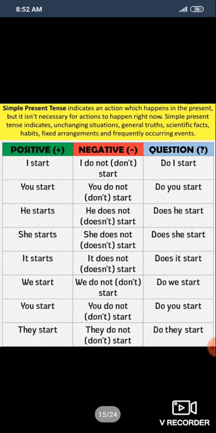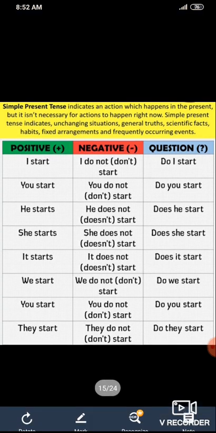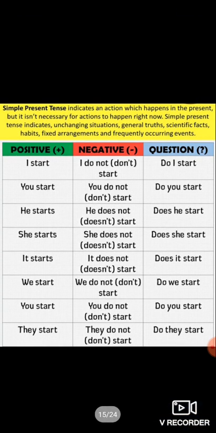Simple present tense also indicates an action which happens in the present, but it is not necessary for actions to happen right now. Simple present tense indicates unchanging situations, general truths, scientific facts, habits, fixed arrangements, and frequently occurring events. We already read about this. Now there are certain examples: positive, meaning affirmative, negative, and question, and how we make them.